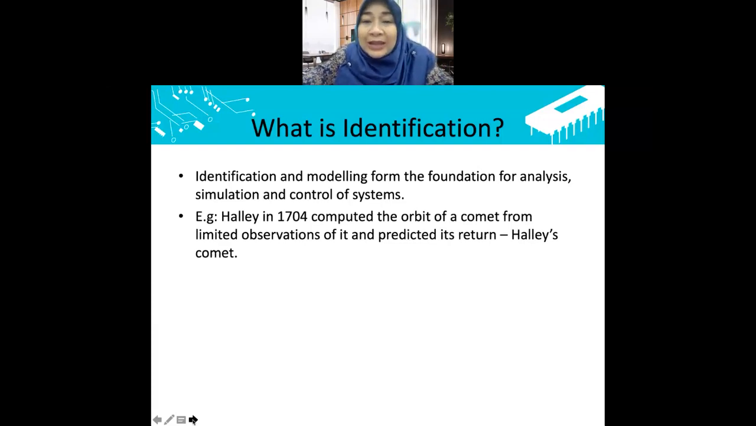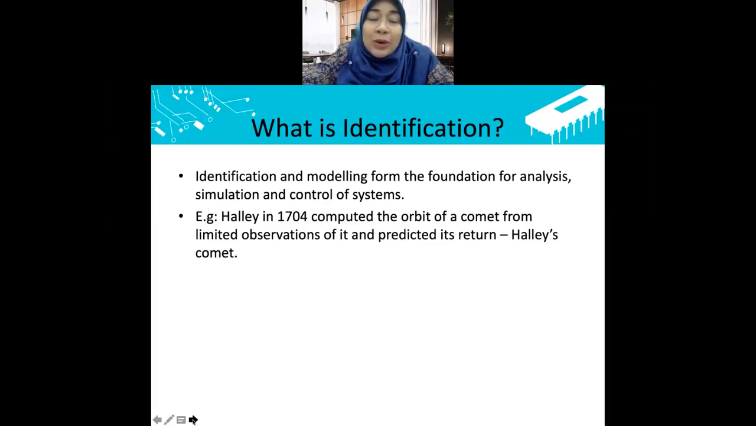So why do we need to identify a model? I give an example here. If you remember Halley in 1704, you can Google this information later. Back in 1704, a very long time ago, this person by the name of Halley computed the orbit of a comet, predicted to come back close to our Earth so that it can be seen very close to the Earth. This comet is called Halley's comet, which is very well known.